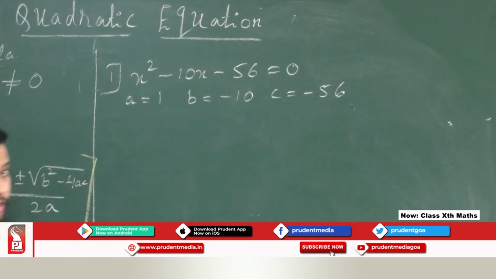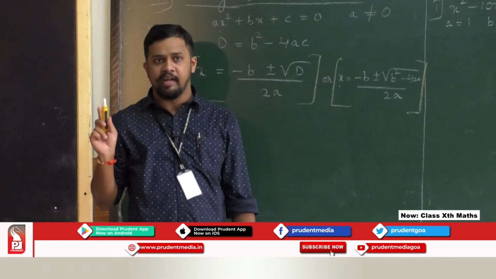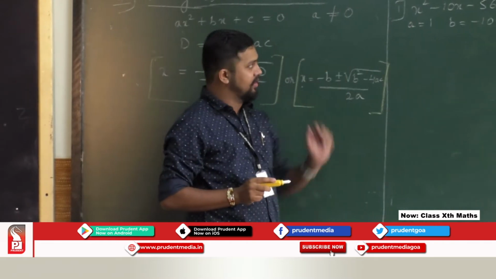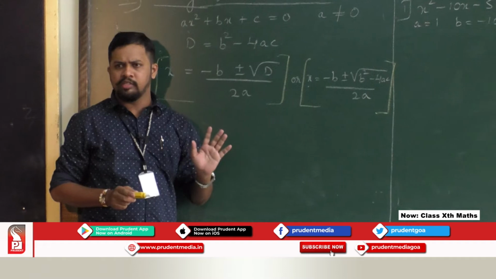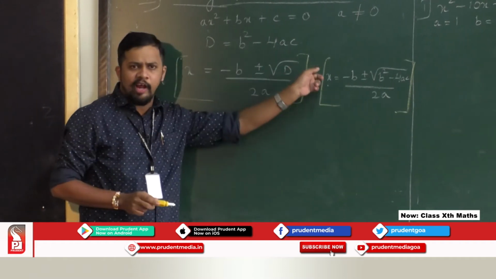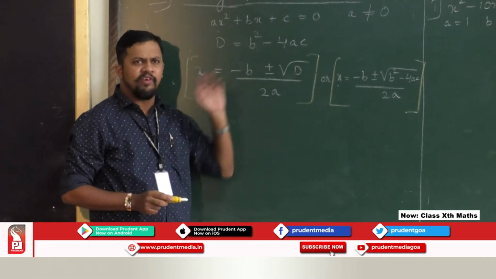Signs are very important. You cannot just take the numbers. Even in factorization, we are multiplying the terms with their respective signs. So signs are very important. Now either I can use this formula directly and find out the roots, or I can first find D separately and then use it. So let me first find D.